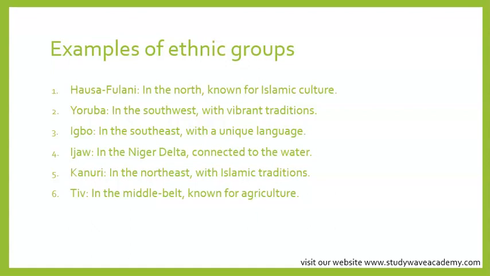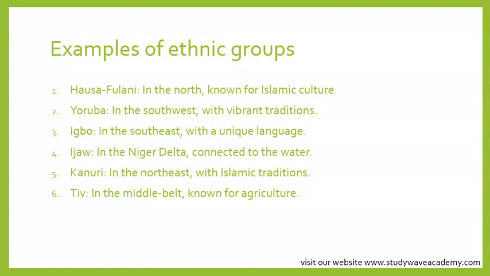Then the Yoruba, in the southwest, with vibrant traditions. Okay, Yoruba, mainly found in the southwestern parts, known for vibrant traditions, art, and a mix of urban and rural lifestyles. Another type of ethnic group we have is Igbo in the southeast with a unique language. Igbo, okay, primarily in the southeastern region with a unique language, customs, and a history of trade and agriculture.